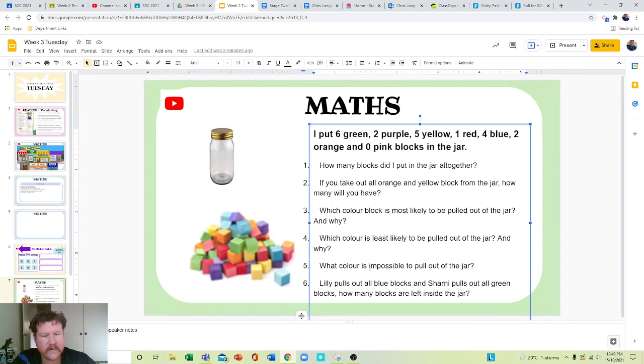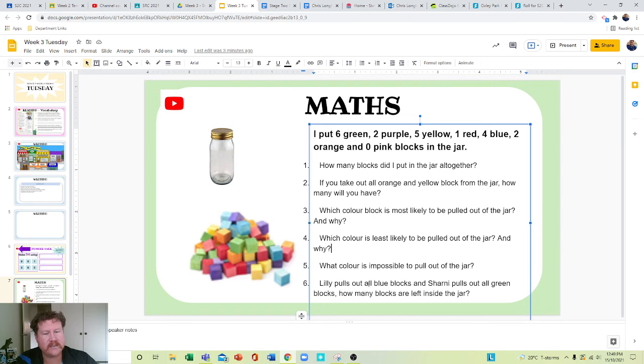Question 4. What color is impossible to pull out of the jar? See, now that is where this question comes in. So that gives me more reason to know that I am right for the last question. Because it is impossible to pull out something that isn't there. See?